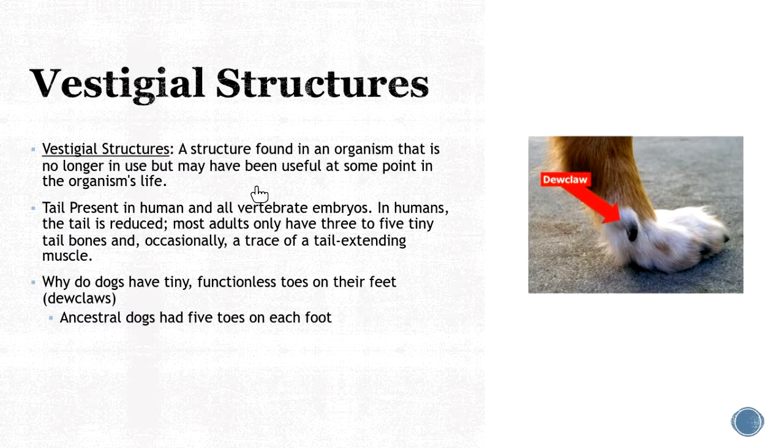In humans, when we're going through development, we have a tail, and through apoptosis that tail is reduced, and we might have some little tail bones, but sometimes there might be a little trace of the tail extending for people. Sometimes people are born with a little tail. It's just because of that failed apoptosis. But sometimes structures are kept around that have no point or purpose at all.